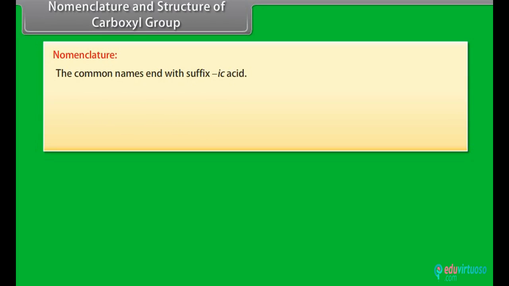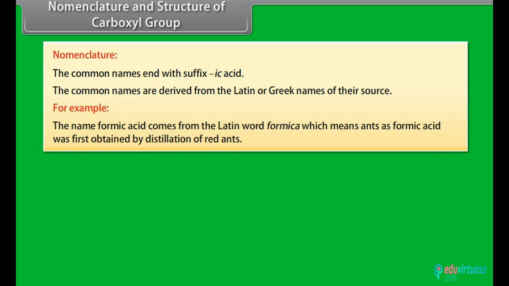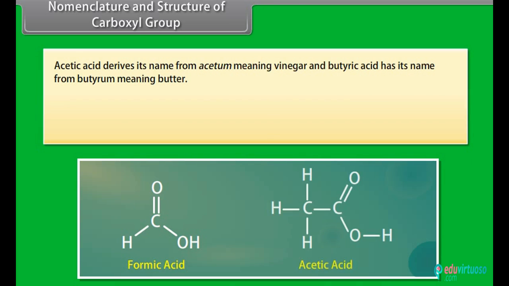Nomenclature and structure of carboxyl group. Nomenclature. The common names end with the suffix -ic acid. The common names are derived from the Latin or Greek names of their source. For example, the name formic acid comes from the Latin word formica, which means ants, as formic acid was first obtained by distillation of red ants. Acetic acid derives its name from acetum, meaning vinegar, and butyric acid has its name from butyrum, meaning butter.